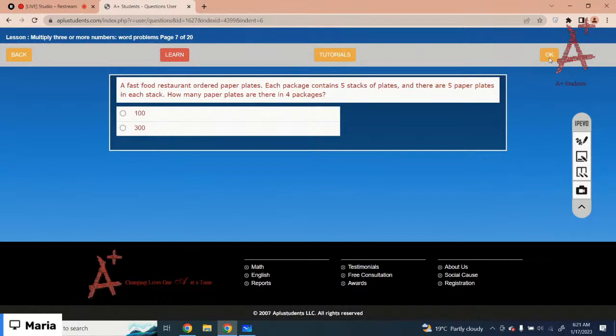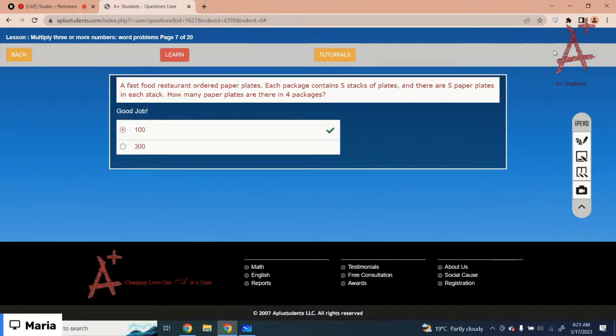So you have to do 5 times 5 is 25, and 25 times 4 is 100. Yes, very good. That would be 100. Just select the correct option, then click on the OK button.